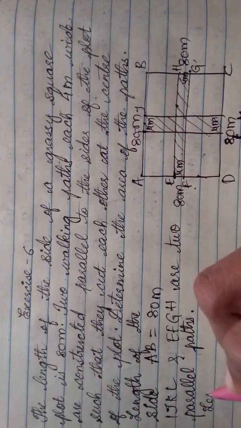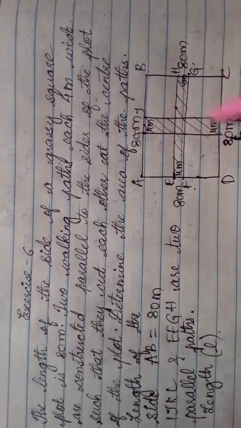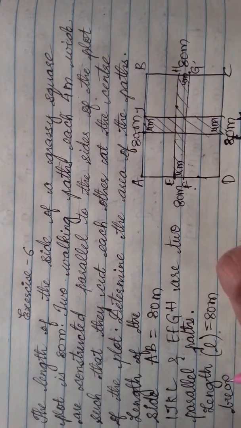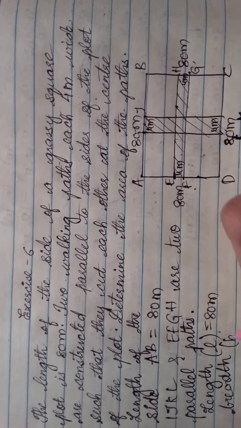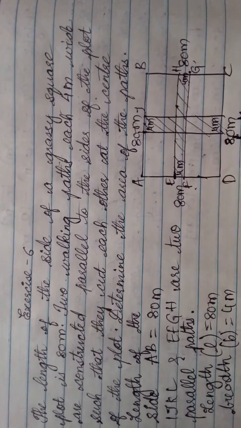So here the length L, they are rectangular shape. The paths are in rectangular shape. So the length is 80 meters and the breadth is 4 meters.